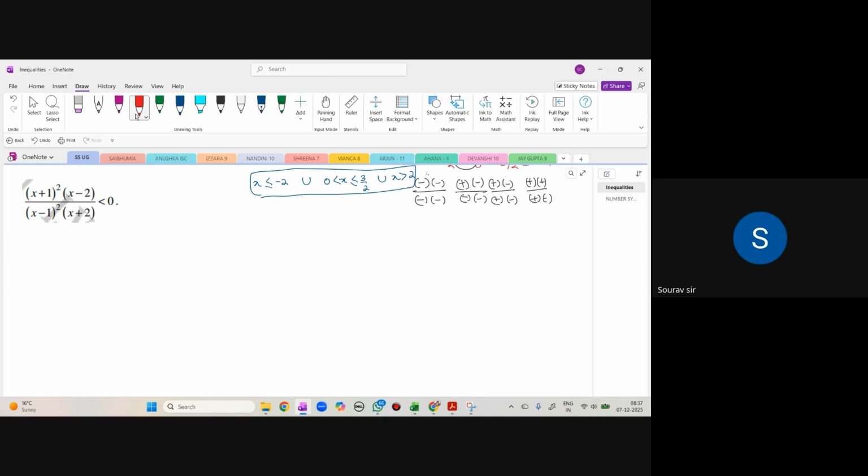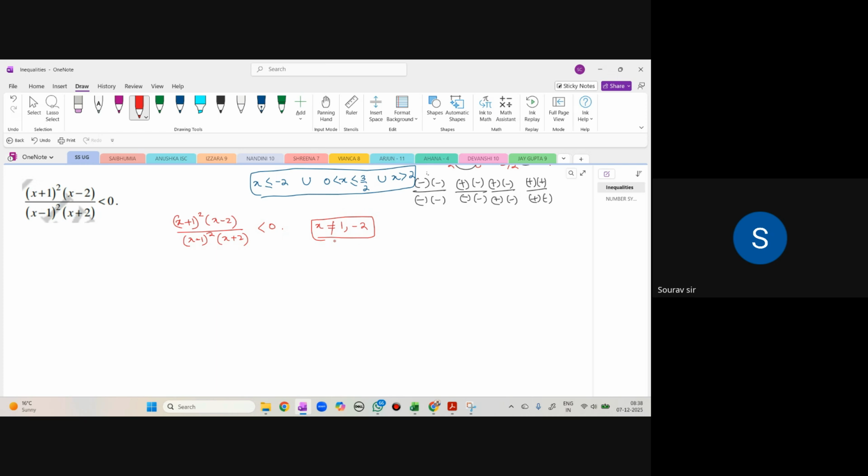Now we come to the next one. Now this is a relatively easier one. If you look at the expression, you should be able to identify why it is easier. (x plus 1) whole square into (x minus 2) by (x minus 1) whole square into (x plus 2) is less than 0. So what is the first thing that I should do? I should note where the expression becomes undefined. So x cannot be equal to 1 or minus 2 because they are in the denominator. So this is the first thing that I will note.